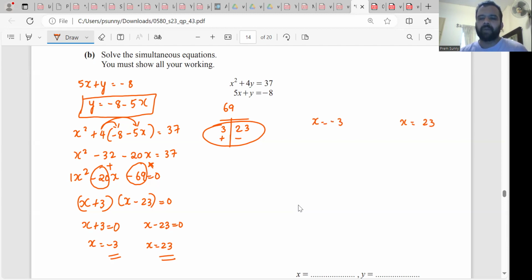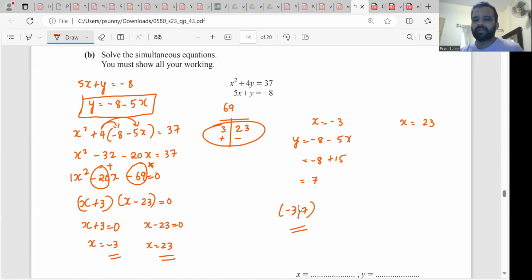When x is equal to minus 3, what will be my y value? I have kept a box here for y is equal to minus 8 minus 5x. Substitute for x minus 3. This will become minus 8, minus 5 into minus 3 is plus 15. 15 minus 8 is 7. So minus 3 comma 7 will be my first value.